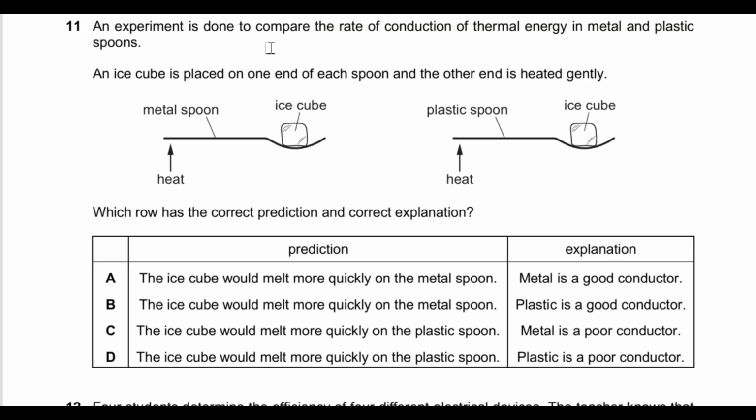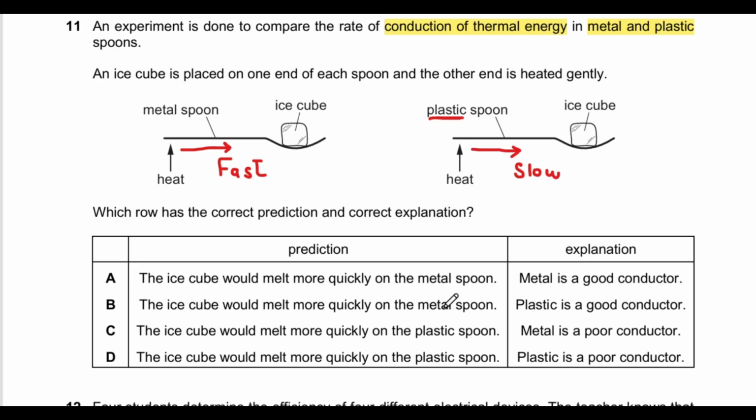Question number 11 says an experiment is done to compare the rate of conduction of thermal energy in a metal and a plastic spoon. An ice cube is placed at one end of each spoon and the other end is heated. So there is a spoon made of metal first, and the heat is supplied and the energy will travel in this direction to melt the cube. And again in the plastic spoon the heat will travel in this direction, but the travel of heat in plastic is slow because plastic is a bad conductor of heat, and in the case of metal it would be fast because metal is a good conductor of heat.